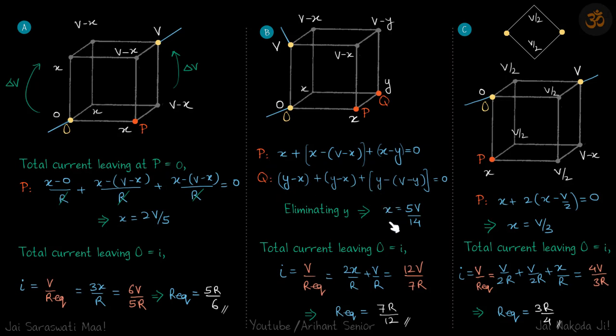So we eliminate Y and get X, and then again we are going to write the total current. So here also it should be total current. So total current arriving at O is equal to I, and it is X minus 0 by R plus X minus 0 by R plus V minus 0 by R. So 2X by R plus V by R, and that is V by R equivalent. So we'll put the value of X again here, and this gives that R equivalent is 7R by 12.